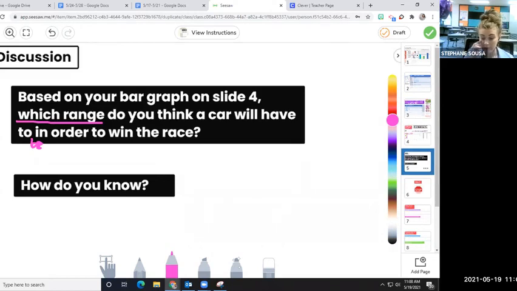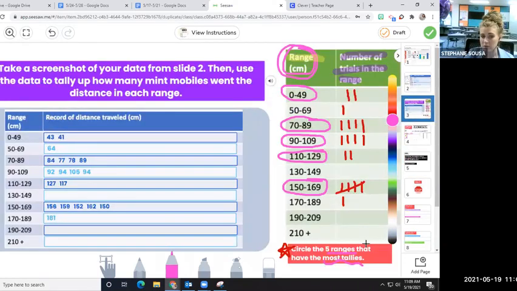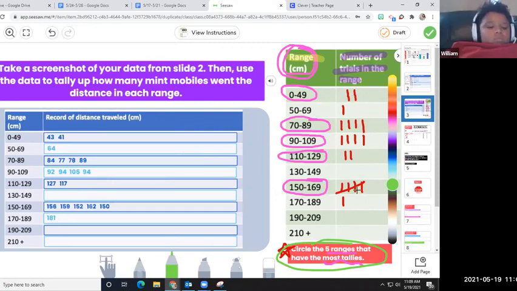Yes, William. How do we fit all of them in there? You're not fitting all of them in there. That's why we circled the top 5 ranges. It says only the top 5 ranges that have the most tallies. Okay, so you're only graphing the top 5 ranges in terms of number of vehicles. Okay. Other questions?